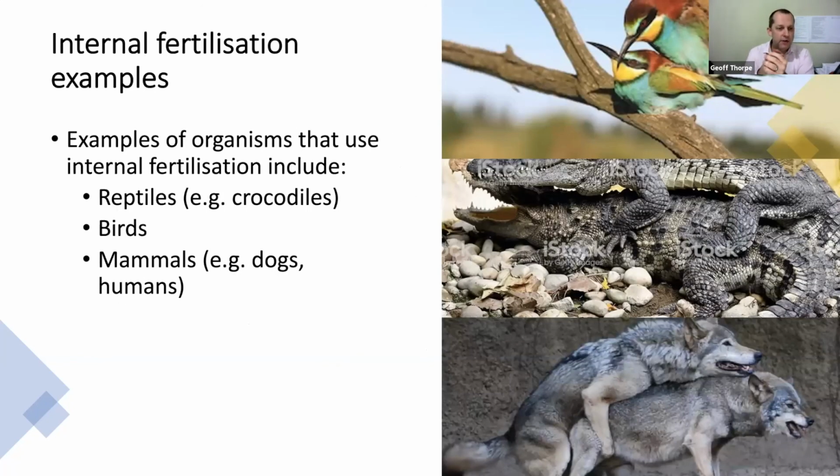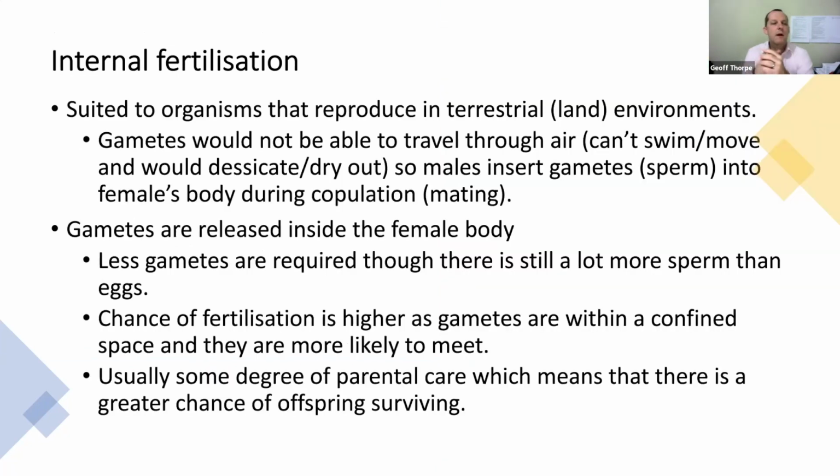Internal fertilization is more like what happens with us, obviously. Examples of organisms that use internal fertilization include reptiles, birds, and mammals. Internal fertilization is suited to organisms that reproduce on land, in terrestrial environments. Terrestrial just means on land. Gametes would not be able to travel through the air. They can't swim or move. They would dry out. So what happens is the male inserts his gametes, in this case sperm, into a female's body during copulation, which is another word for mating.